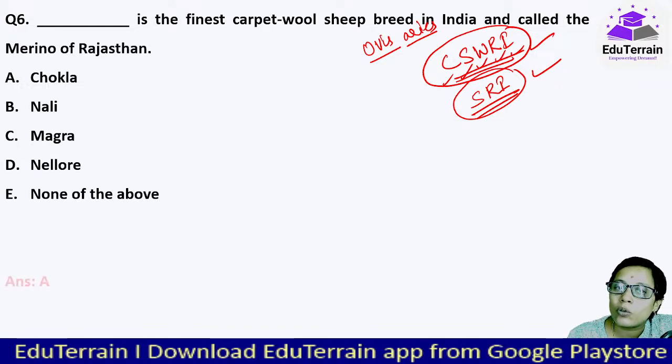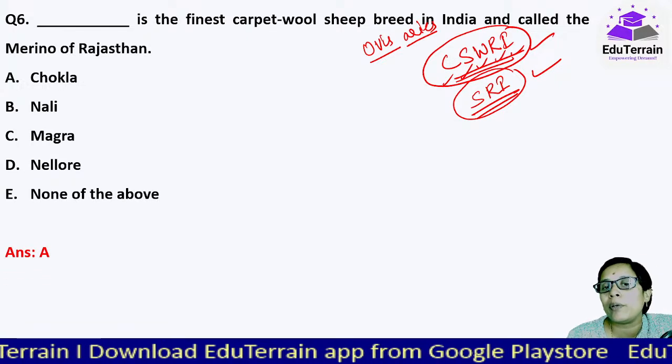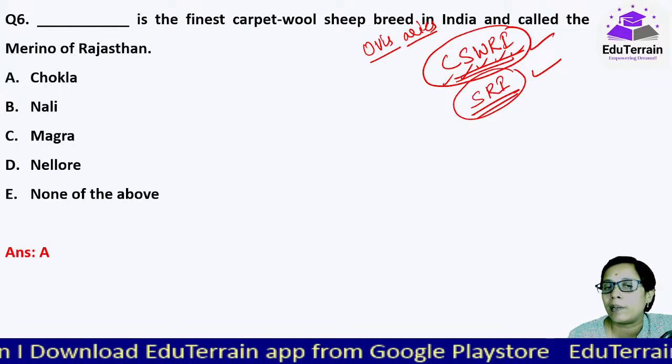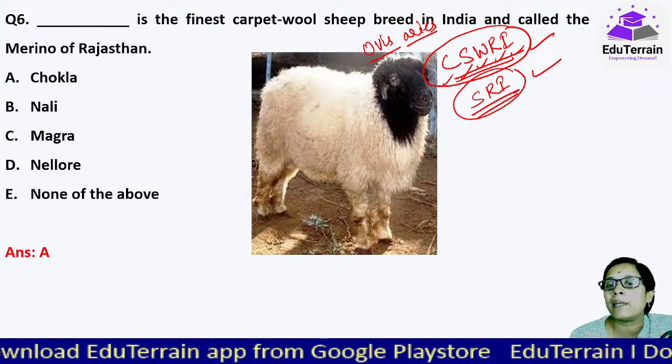And here Chokla is the finest carpet wool sheep breed in India, which is also called the Merino of Rajasthan.